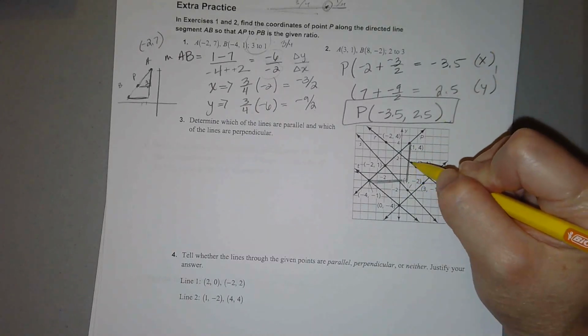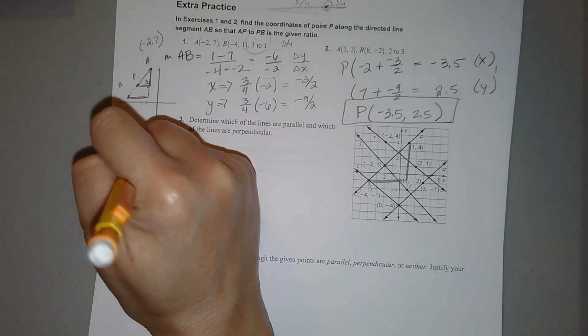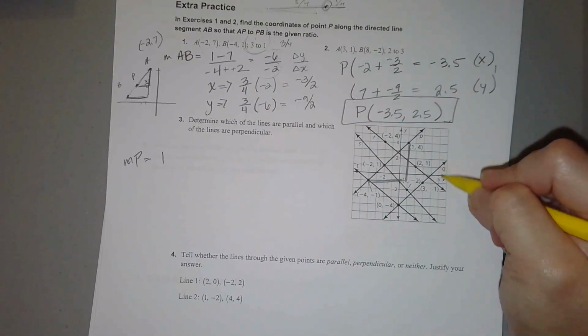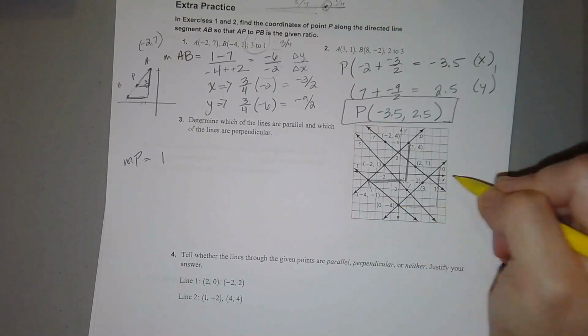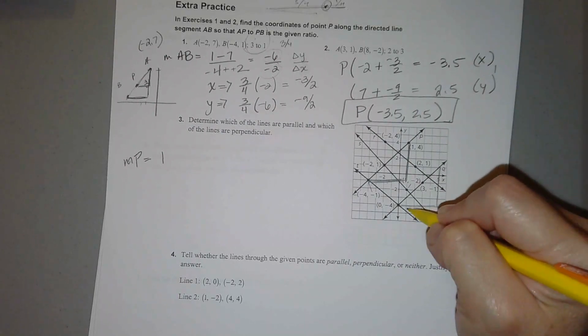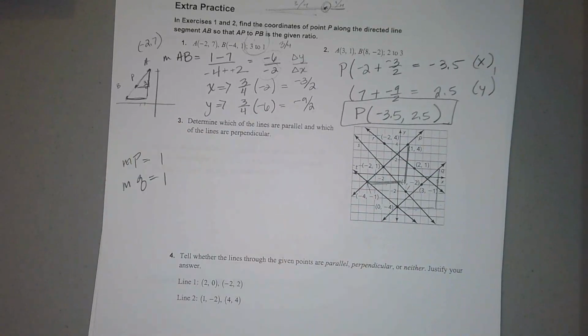So I get 1, 2, 3, 4, 5, 1, 2, 3, 4, 5. So I get the slope of P to equal 1. And then I'm going to do the slope of Q. And I get 1, 2, 3, 4, 5 as my rise, 1, 2, 3, 4, 5 as my run. So the slope of Q is 1 as well. Now I'm going to find the slopes of all the other lines.